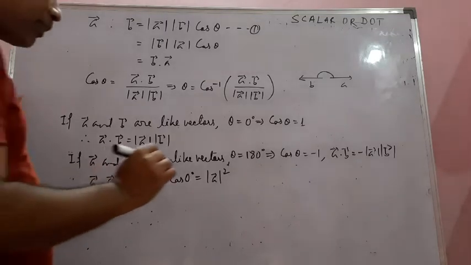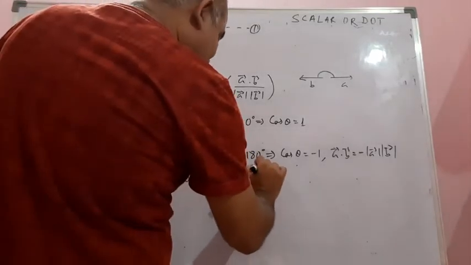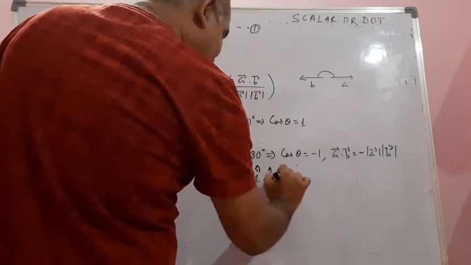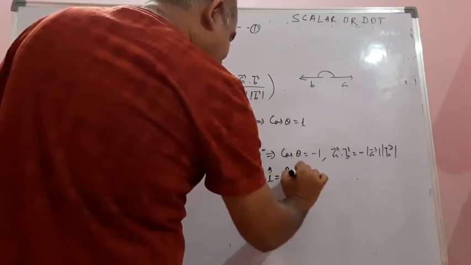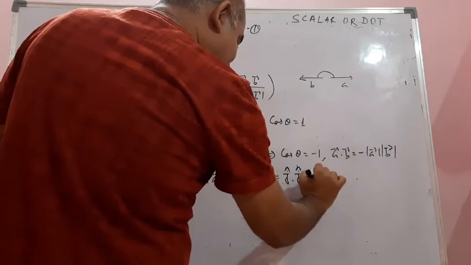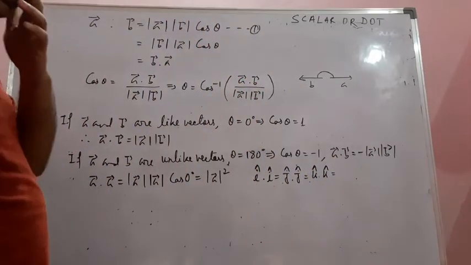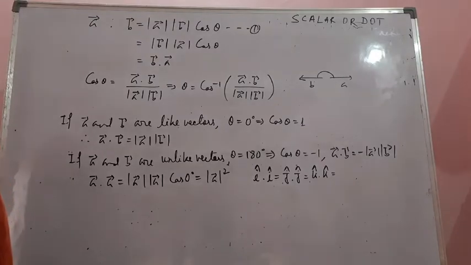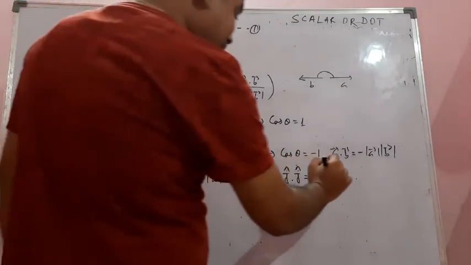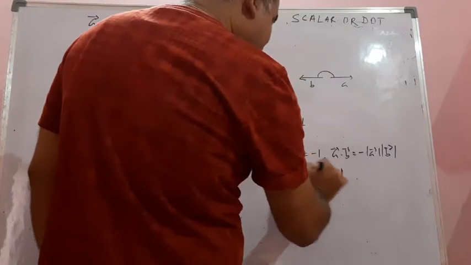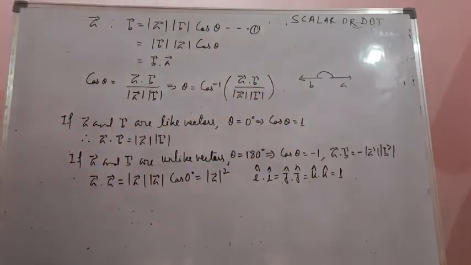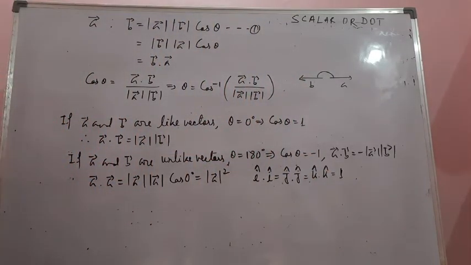That's why you see, when you find i cap dot i cap, or j cap dot j cap, or k cap dot k cap. I think you remember i cap, j cap, k cap are the unit vectors along the x, y and z axis respectively. So their value will be equal to what? The square of their magnitude. As they are unit vectors, the magnitude is 1 unit, so the square of 1 is 1.